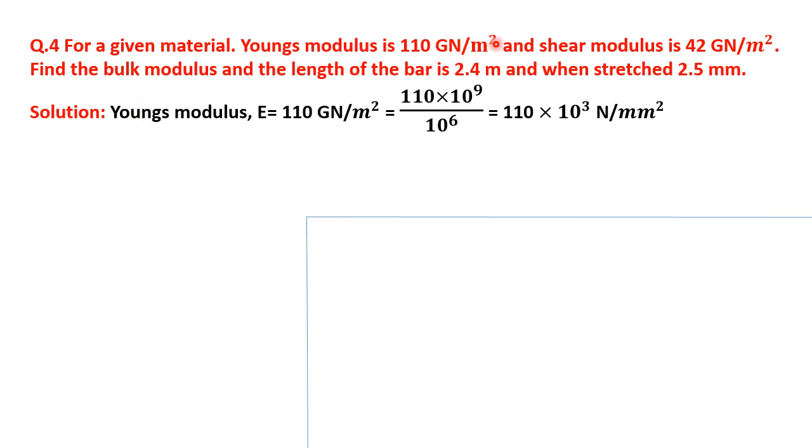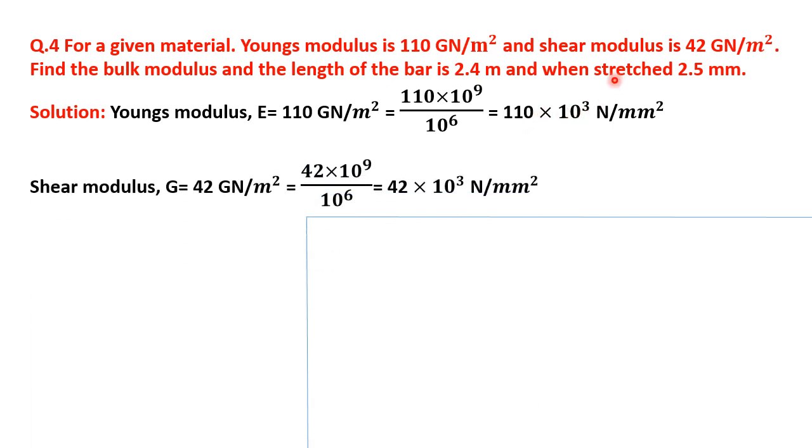Young's modulus is already given in the question, and it is denoted by capital E is equal to 110 giganewton per meter square. If we need to convert giganewton to Newton, we have to multiply with 10 to the power 9, and we have to convert meter to mm. Since meter is squared, we have to multiply with 10 to the power 6. So the final value of Young's modulus is 110 into 10 to the power 3 Newton per mm square.